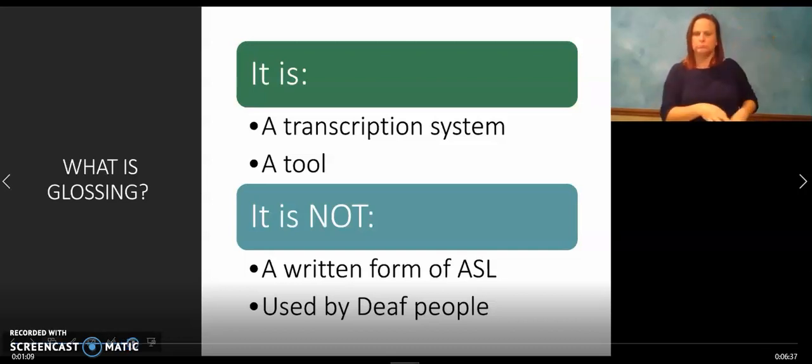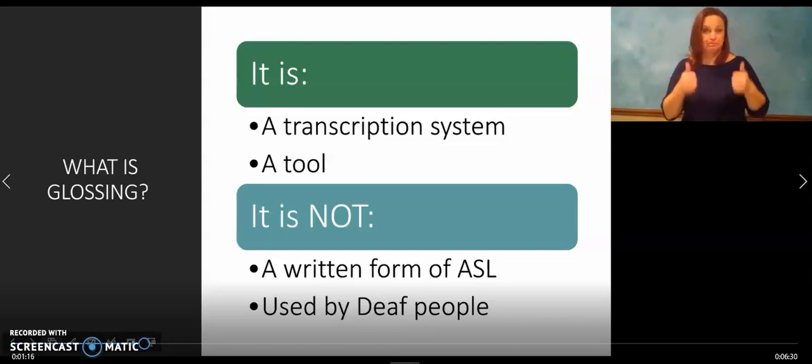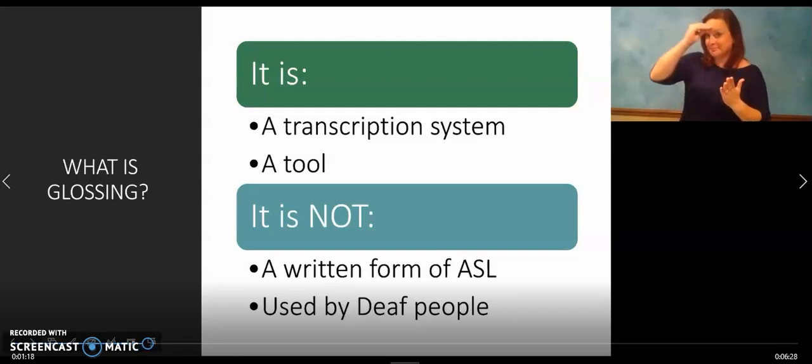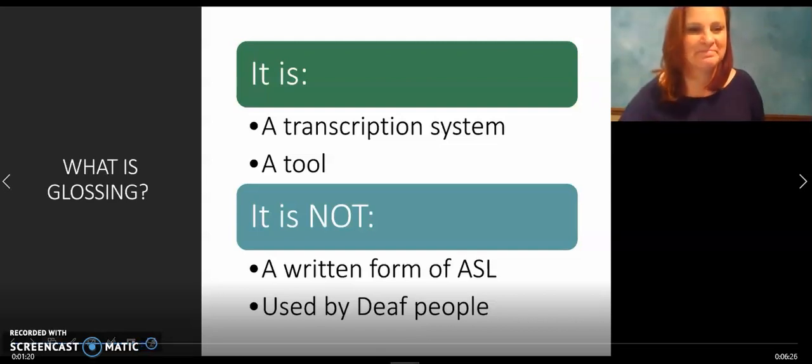There are a lot of components to glossing that help you describe language. But for ASL 1, we're just asking you to use a few specific ones. Are you ready to learn them? Let's get started.